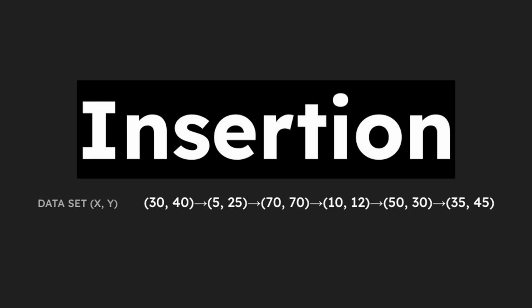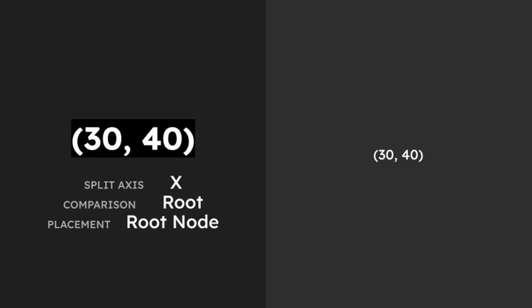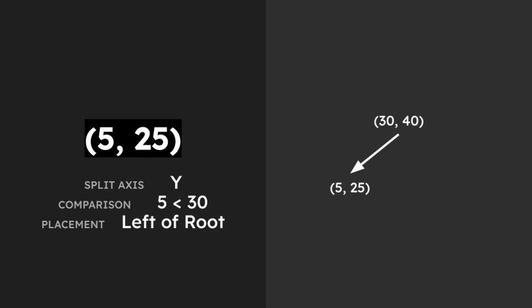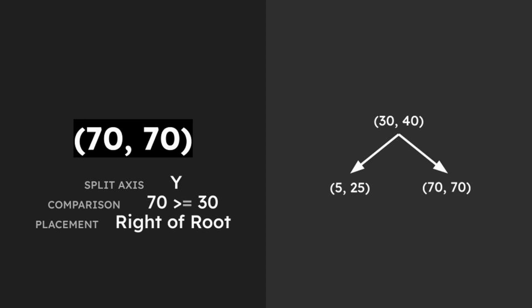Now, let's walk through inserting 6 2D points. First, we insert (30, 40). At depth 0, we split on x, but since the tree is empty, this becomes the root. Next, we insert (5, 25). At depth 1, we split on y, compare 25 to the root's 40, and go left. Then (70, 70). We split on y again, compare 70 to 40, and go right.